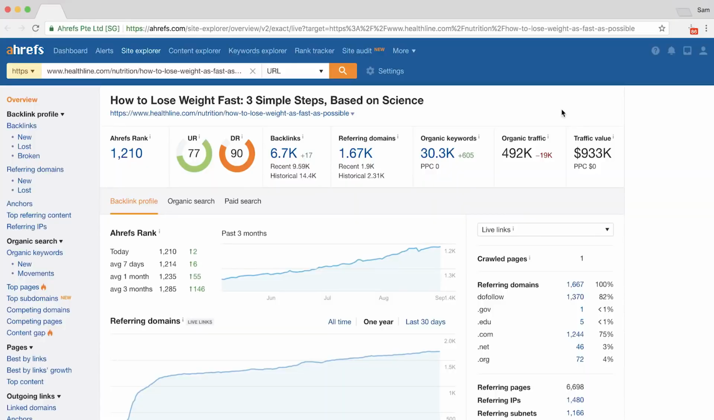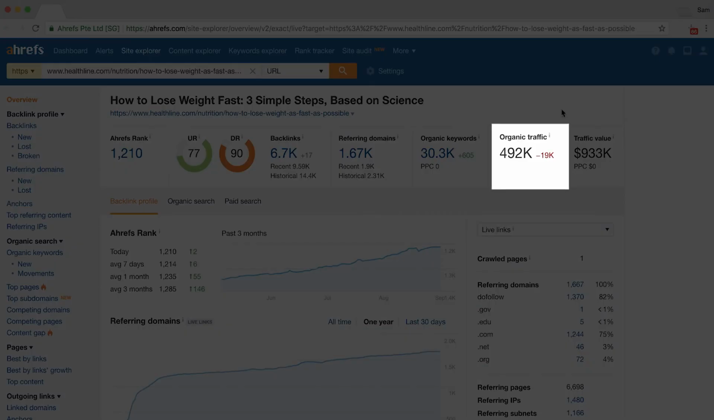Here's some proof. This article from Healthline generates around 490,000 search visitors globally each month, and they rank for a ton of keywords. But here's the thing, not all topics with a ton of long tail keywords have super high search volumes.